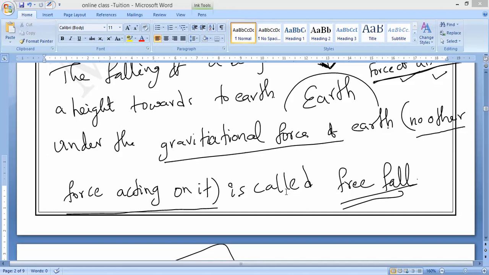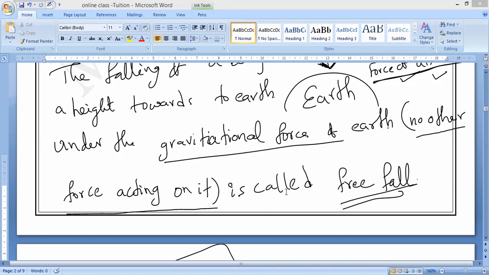But later, it has been found that it is wrong. By whom has it been found? Mr. Galileo. It has been found that mass does not matter in the freely falling case. Both bodies will reach the ground at the same rate. So, Galileo dropped two stones of different masses from the top of the Leaning Tower of Pisa, and he found that both hit the ground at the same time.